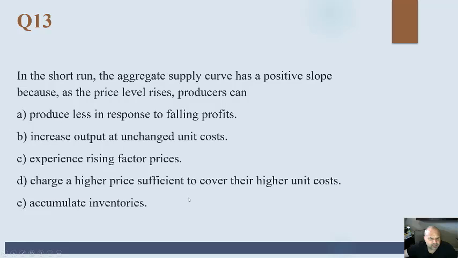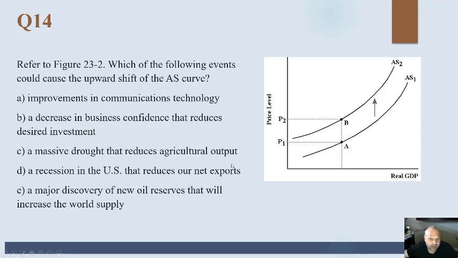In the short run, the aggregate supply curve has a positive slope because as the price level rises, producers can. So just think about it. If input prices are held constant, and the firm can sell the good for a higher price, they're going to make more profit, right? So which one here is the correct answer? Hit pause. Okay, I'm back. The correct answer, of course, is B. It would increase output at unchanged unit costs. So they would make more profit if that's the case, and so they'd want to offer more for sale.